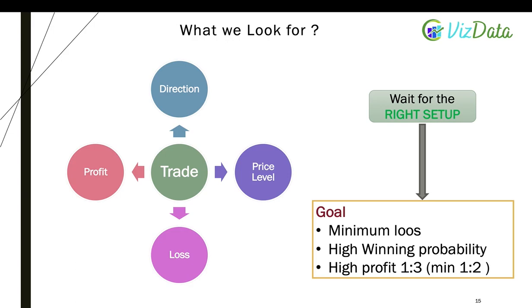Let it go. Wait for the setup which is perfect for us and convincing for us, and then enter a trade. The goal of that setup is minimum loss, high probability winning, and high profit for us, right? Minimum 1:2 profit, maximum it could go anywhere, but try for 1:3 as always, right? So that's all, guys. That is the system we want to follow consciously before taking a trade.